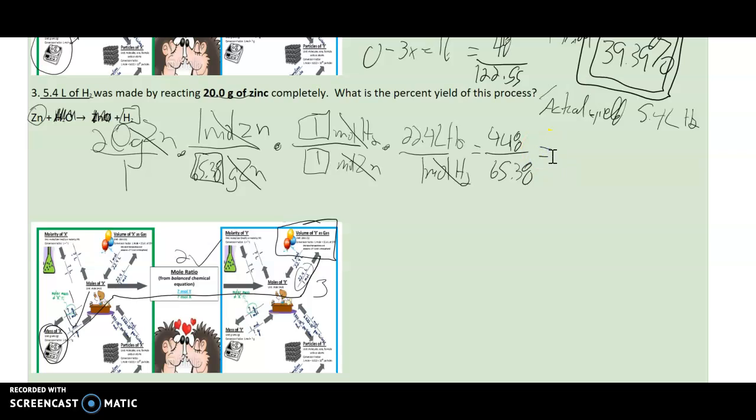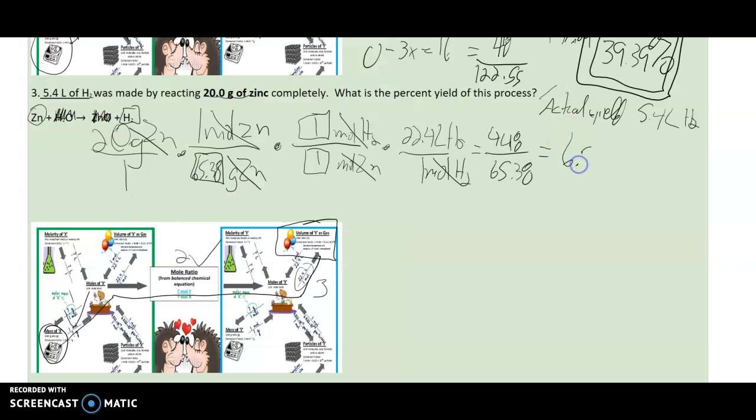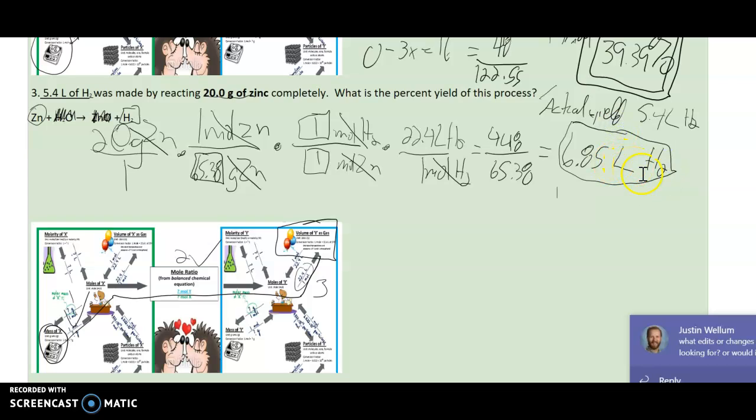And let's see what that is. 448 divided by 65.38. All right, cool. So I got 6.85 liters of H2. So this is going to be the absolute maximum amount we can make, right? This is going to be the absolute most that I can make. This is what I actually got. Remember this 5.4? I wrote it down here.